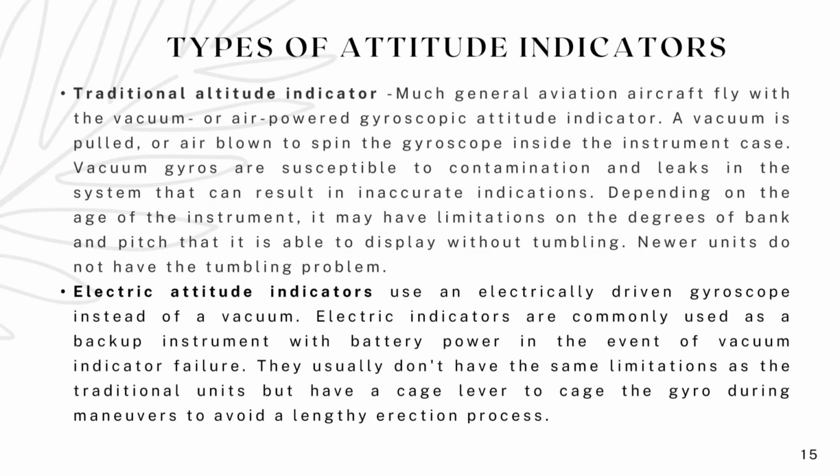Electric attitude indicators use an electrically driven gyroscope instead of a vacuum. Electric indicators are commonly used as a backup instrument with battery power in the event of vacuum indicator failure. They usually don't have the same limitations as the traditional units, but have a cage lever to cage the gyro during maneuvers to avoid any lengthy erection process.